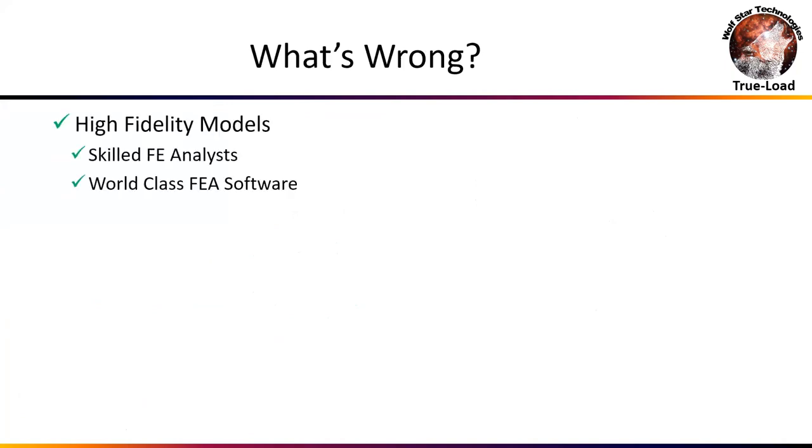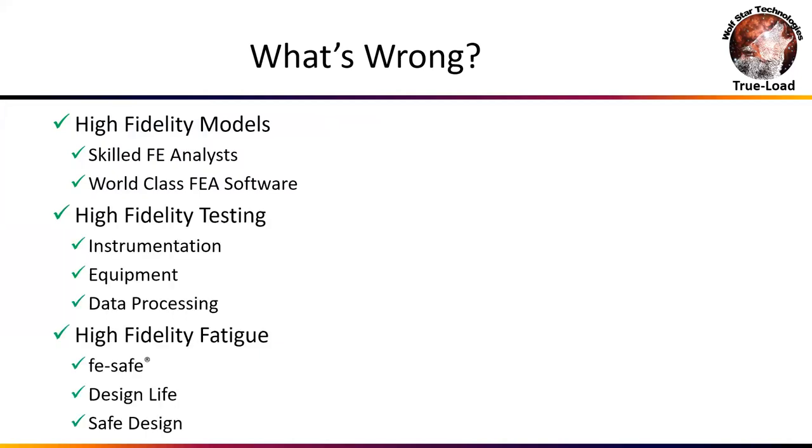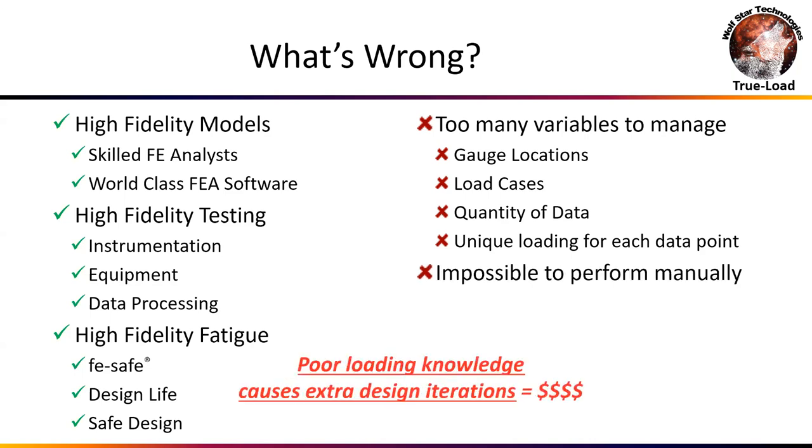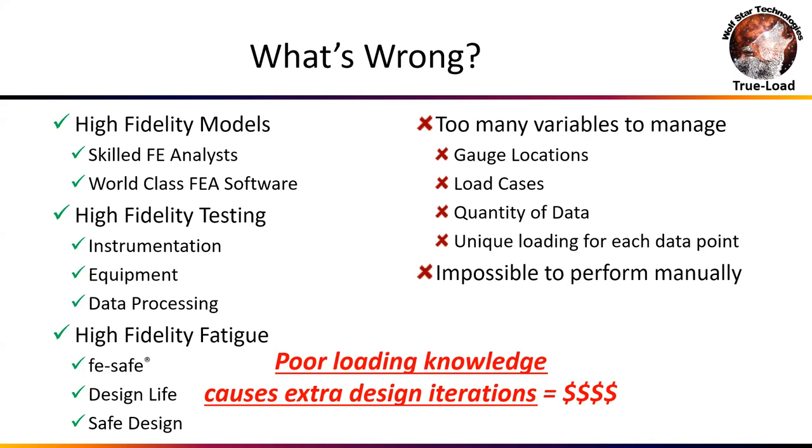So what's wrong? I mean, your companies are investing in great analysts, great FEA software. You're doing the right stuff by testing and even investing in tools for doing fatigue analysis. So you're investing in all of the right tools, but you're not getting the right answers. What's going on? Well, the problem is you just got too many variables. You got the gauge locations, you got the load cases, and the quantity of data. So if you put strain gauges on a structure, let's say you had 30 strain gauges and you went to the proving ground, you came back with a time history of data. That time history of data might be 500,000 data points long. And the problem is that every point in time is going to have a unique loading recipe to generate the strains on those 30 strain gauges. So if you get 500,000 data points, now you get 500,000 recipes, and you can't do that manually. So you're just left with this really hard problem. It's basically what it is.